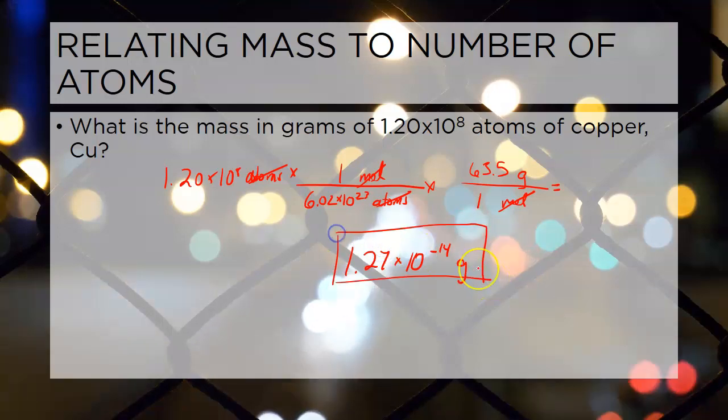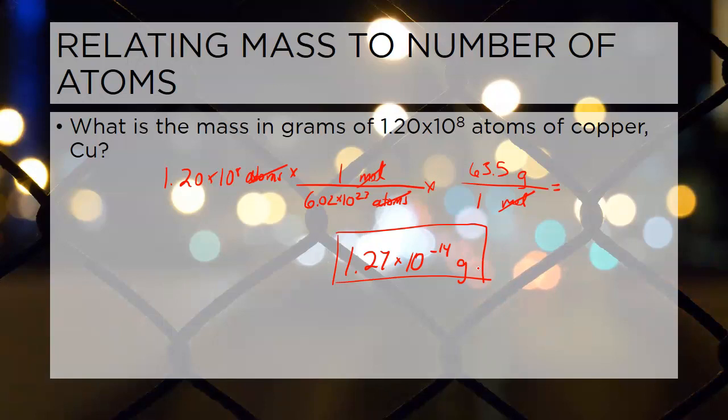So with the two-step problem, does that make sense? How we go through both steps to get to the other side. You always have to go through moles to bridge from grams to particles, or particles to grams.